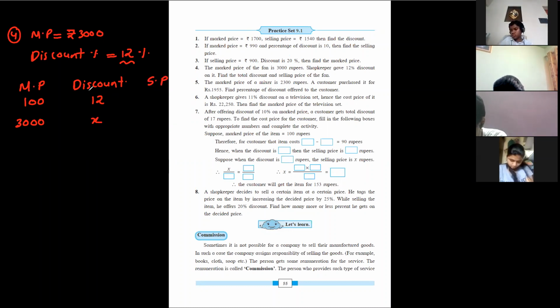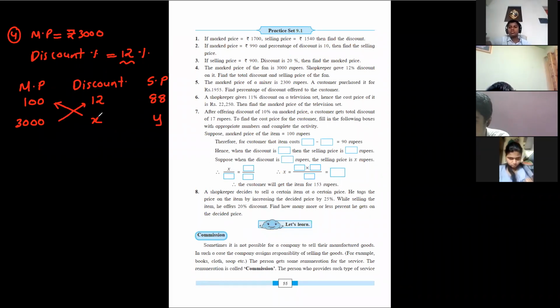Okay, now next is selling price. So selling price is what? Mark price minus discount. So if the mark price is rupees 100 and you are getting 12 rupees discount, our selling price will be what? Our selling price will be rupees 88. But what will be our final selling price? I don't know. So I'll take it as Y.